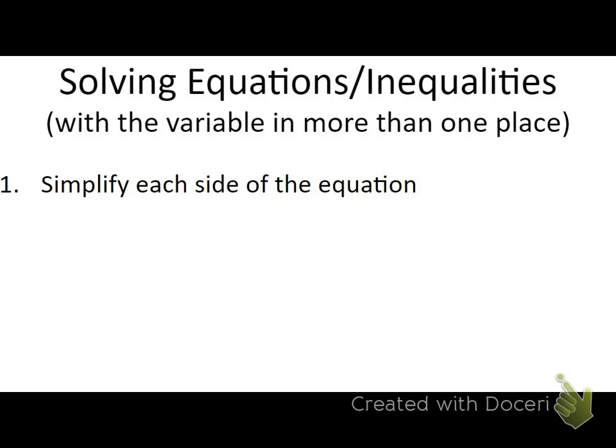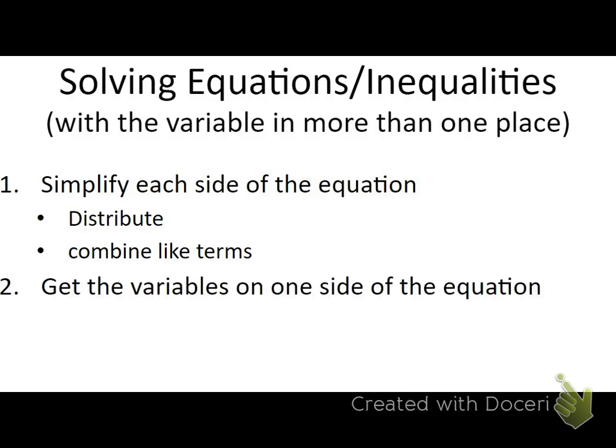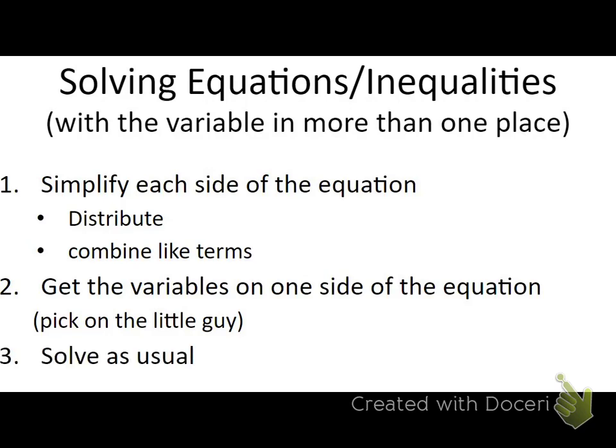The first step is simplify each side of the equation. You do that by distributing and combining like terms. You guys know this. You've already had this. Step 2. This is the new step here. We're going to get the variables on one side of the equation. So you want the variables to be on the same side. I do this by picking on the little guy, okay? So I always choose to manipulate the variable that's the smaller one. So pick on the little guy. And then step 3, you just solve as usual. So 3 steps in order to solve equations and inequalities when the variable is in more than one place.